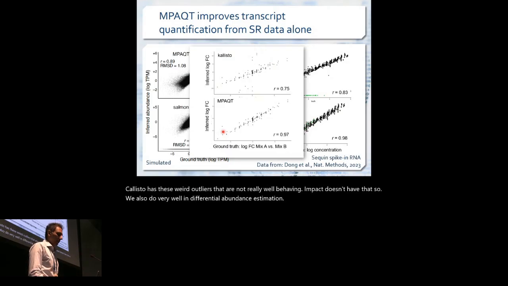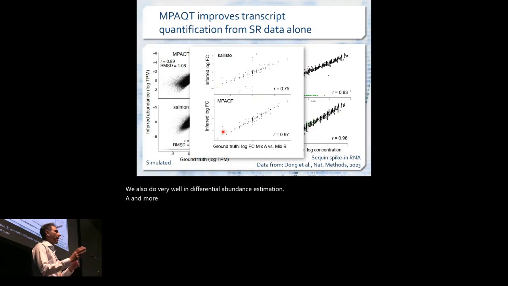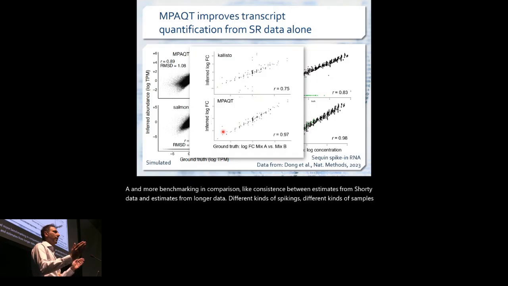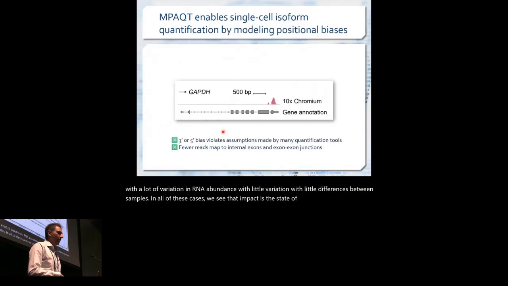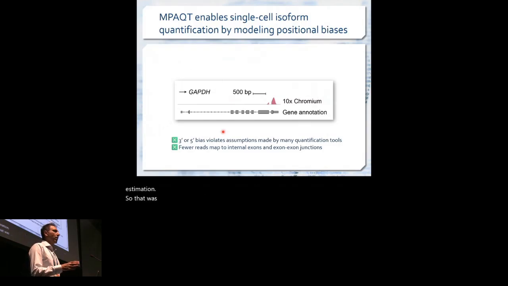And more benchmarking comparisons, like consistency between estimates from short-read data and estimates from long-read data, different kinds of spike-ins, different kinds of samples with a lot of variation in RNA abundance or little differences between samples. In all of these cases, we see that MPACT is the state of the art in abundance estimation. So that was about bulk RNA sequencing data.